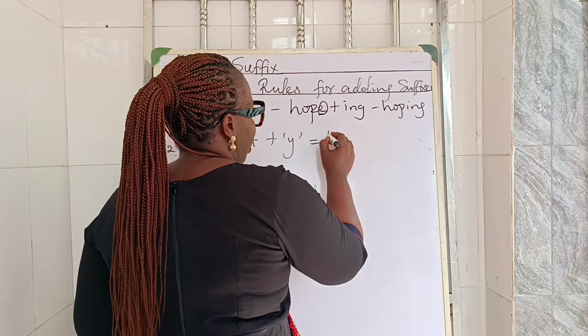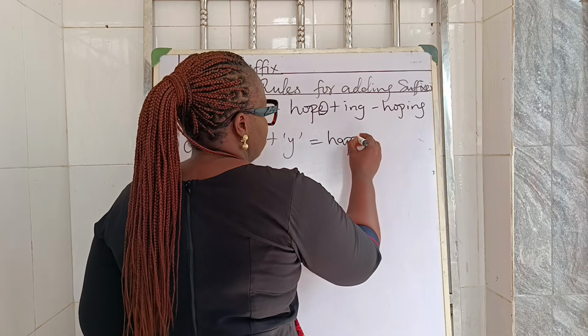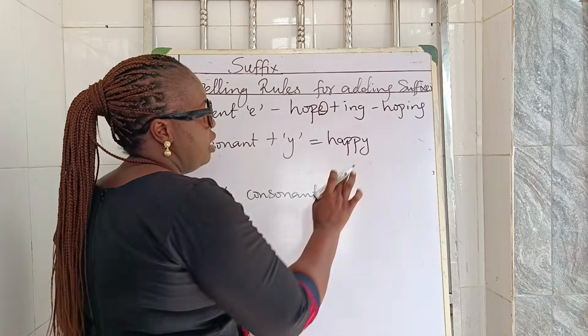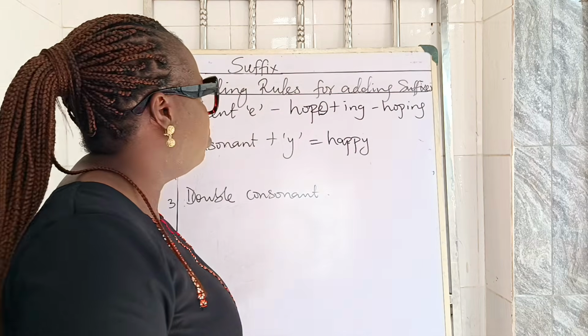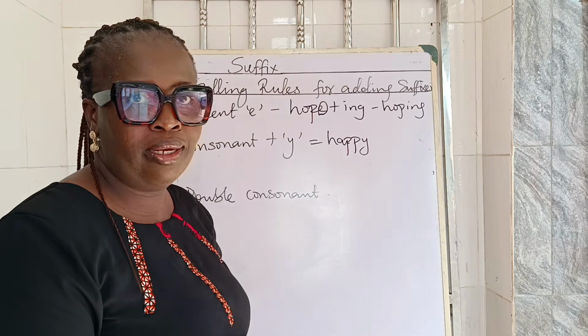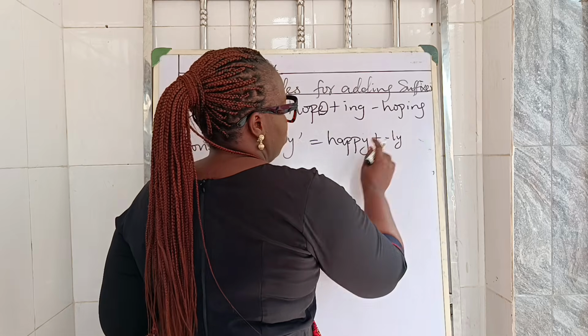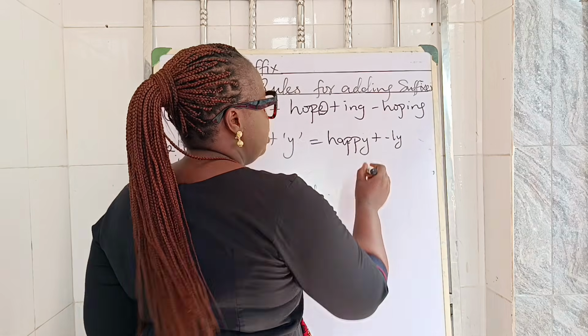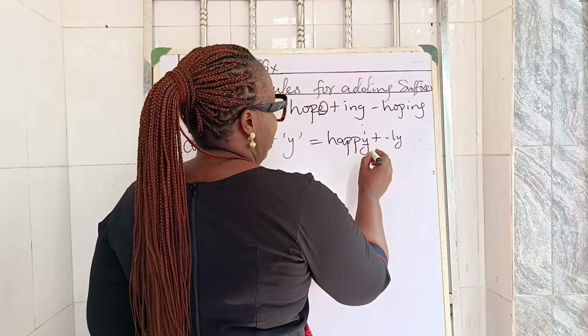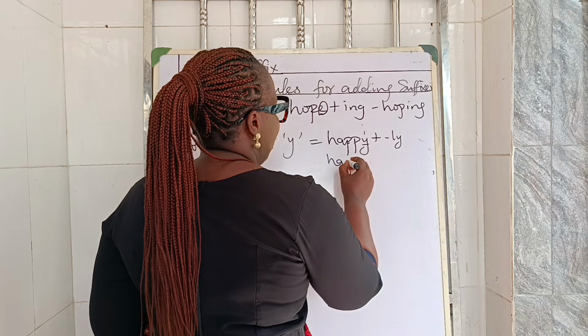If I have happy, it ends with a Y, and I want to add my ly. What will I do? I change the Y to an I, and it will come out to be happily.